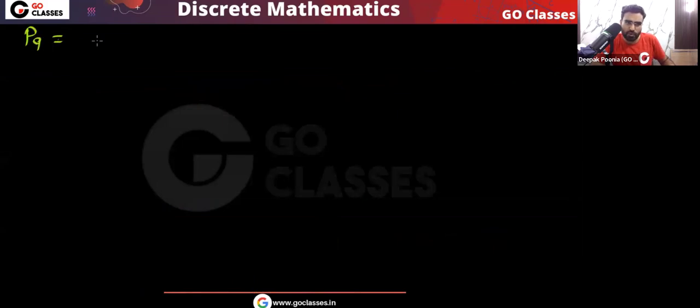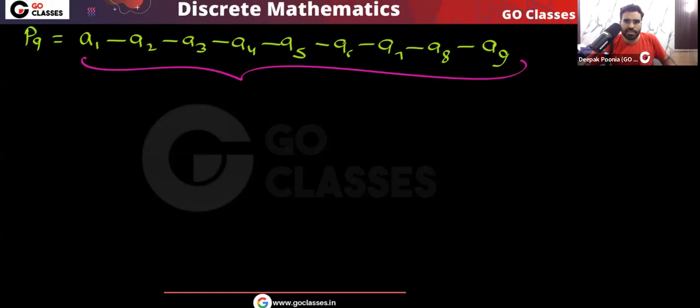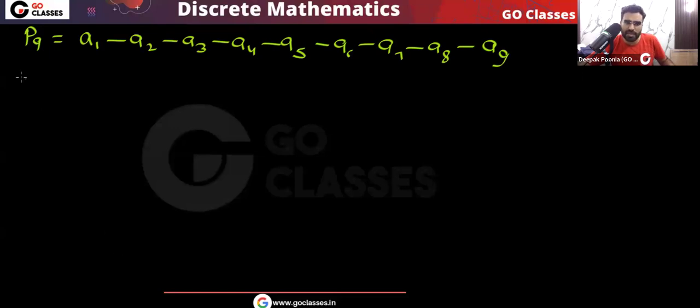That means we have a path graph on 9 vertices: a1, a2, a3, a4, a5, a6, a7, a8, a9. Okay, this is what we have. So we have a chain of 9 nodes, or I can say we have a path graph on 9 vertices. Now in this, let's find some maximal independent sets.